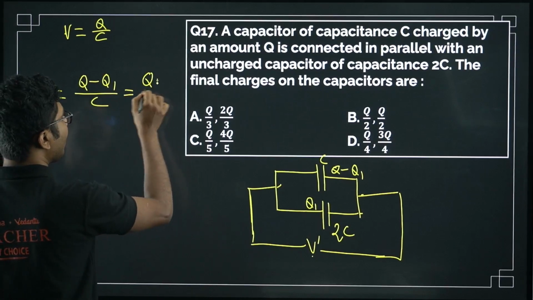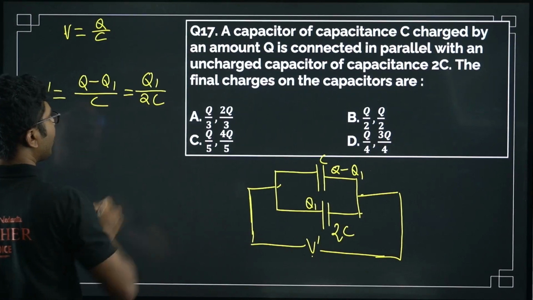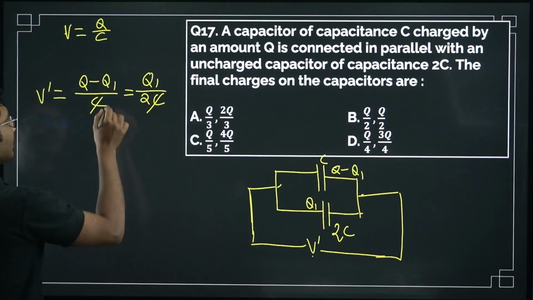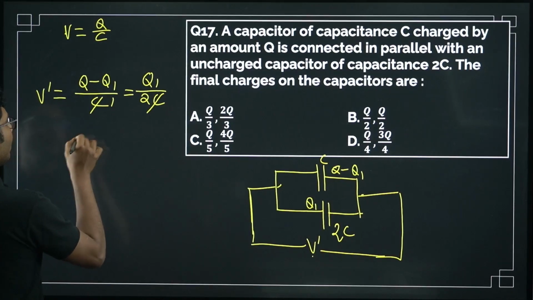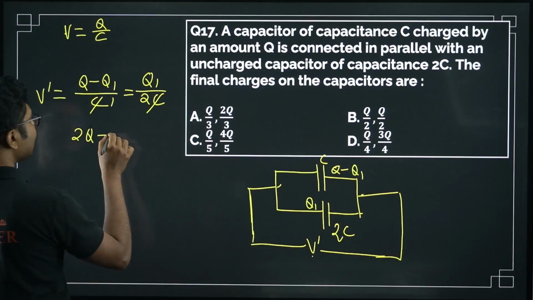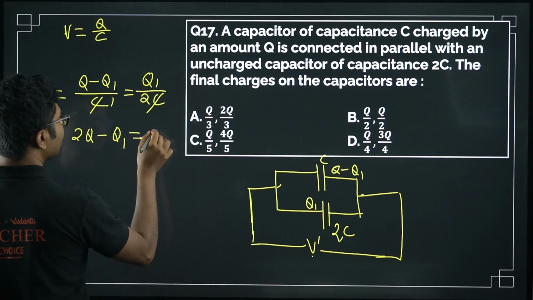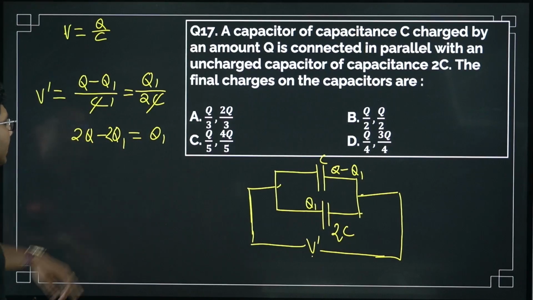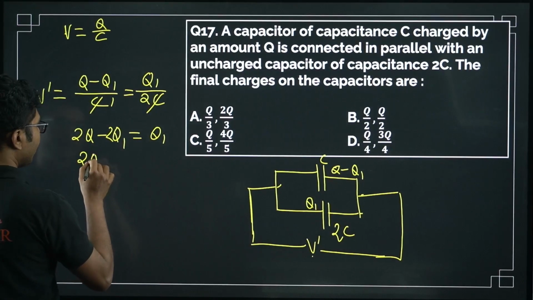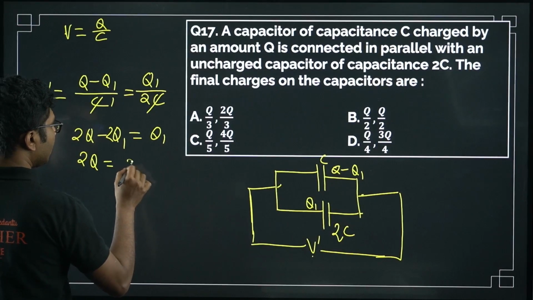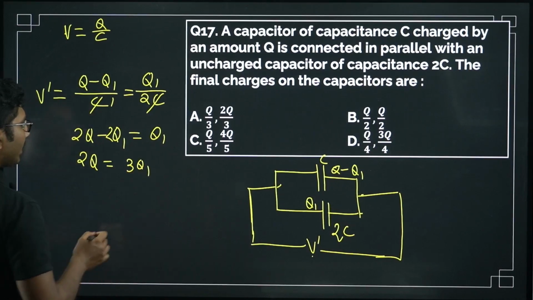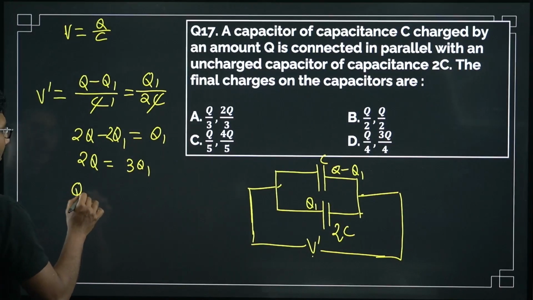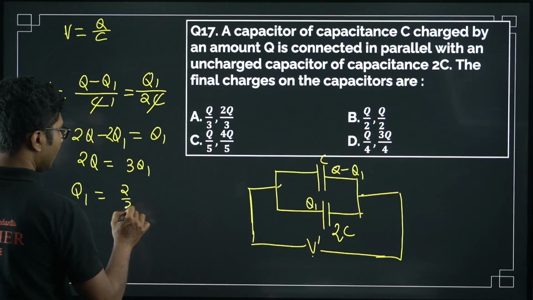So Q1 by 2C. Okay, so C cancels, here is 1. So 2Q minus 2Q1 equals Q1. So 2Q equals 3Q1. Okay, or Q1 is basically 2/3 Q.